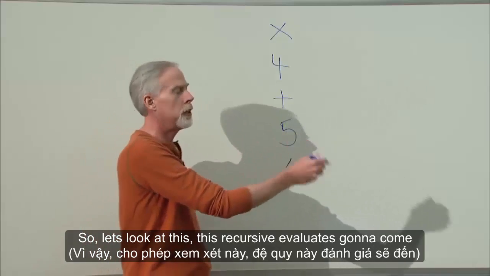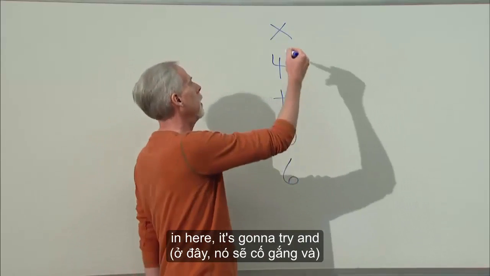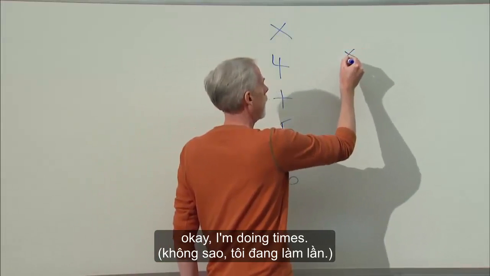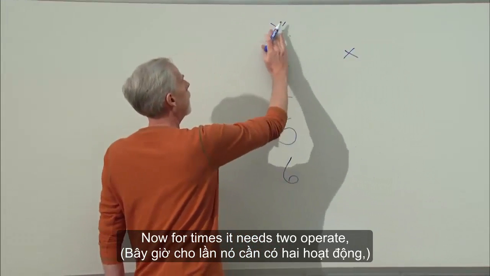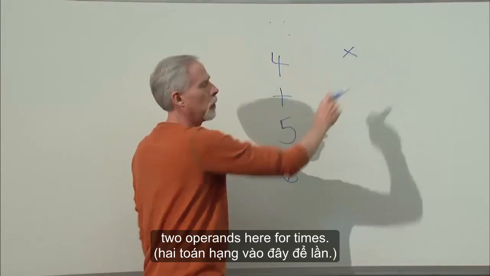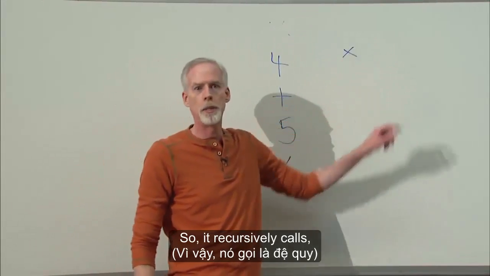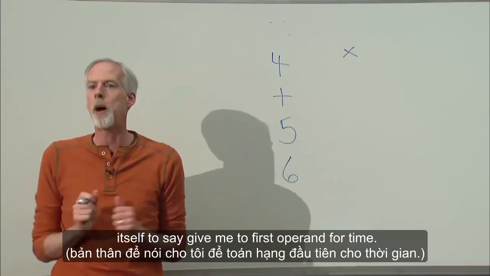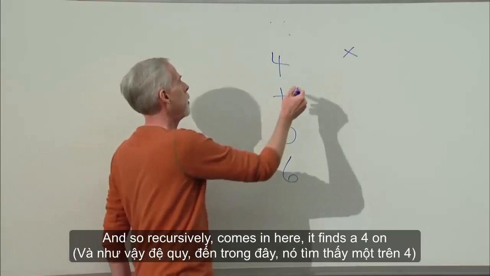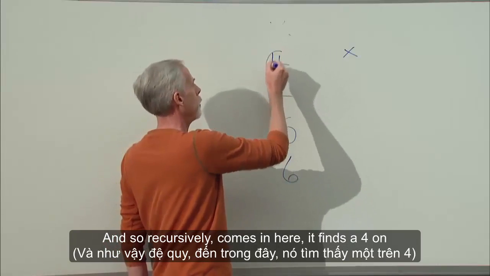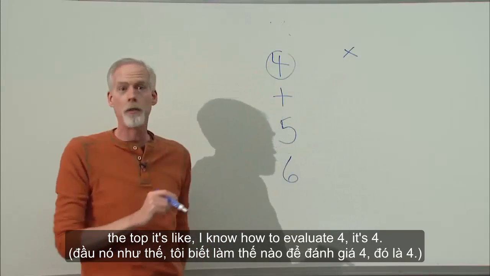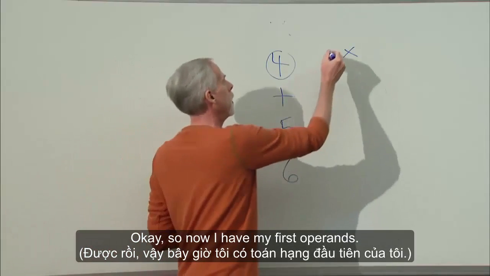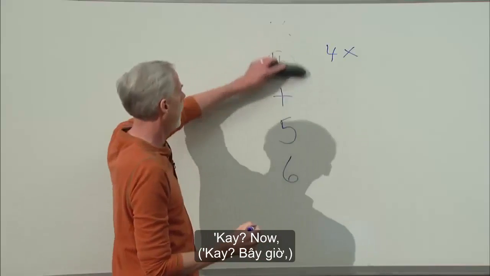So let's look at this. This recursive evaluate is going to come in here. It's going to try and evaluate the top of the stack, which is a times. Okay, so it's like, okay, I'm doing times. Now, for times, it needs 2 operands. So it recursively calls itself to say, give me the first operand for times. And so recursively comes in here. It finds a 4 on the top. It's like, I know how to evaluate 4. It's 4. So it just returns. Okay? So now I have my first operand.